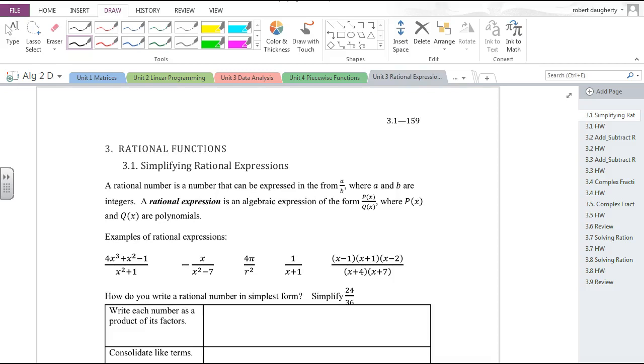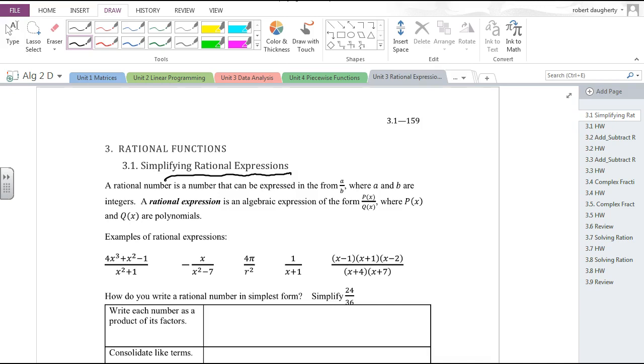Okay, so starting our unit today, rational expressions. Rational just means, in layman's terms, fraction, okay? Technically, it means something that can be expressed in the form A over B, where A and B are integers. That's what it means for numbers. But when we talk about rational expressions, we're talking about two expressions that can be P of X over Q of X, where P and Q are polynomials.